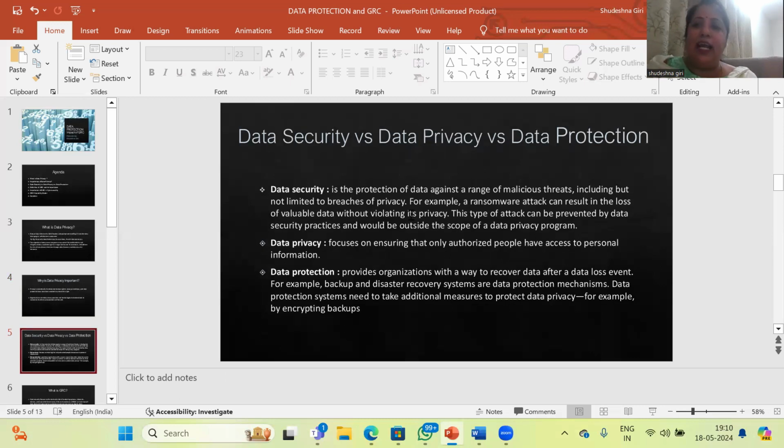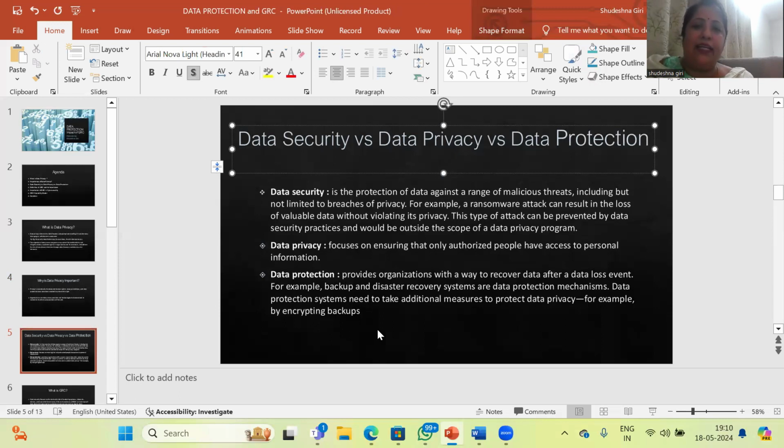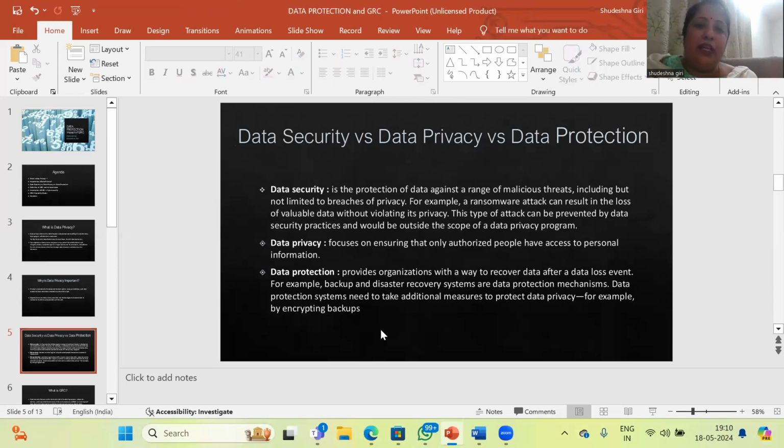Now, there's a thin line of discussion between data security, data privacy, and data protection. Data security is the protection of data against a range of malicious threats. For example, a ransomware attack can result in a loss of valuable data without violating its privacy. This type of data attack can be prevented by data security practices and would be outside the scope of a data privacy program. Data privacy focuses on ensuring that only authorized people have access to your personal data.